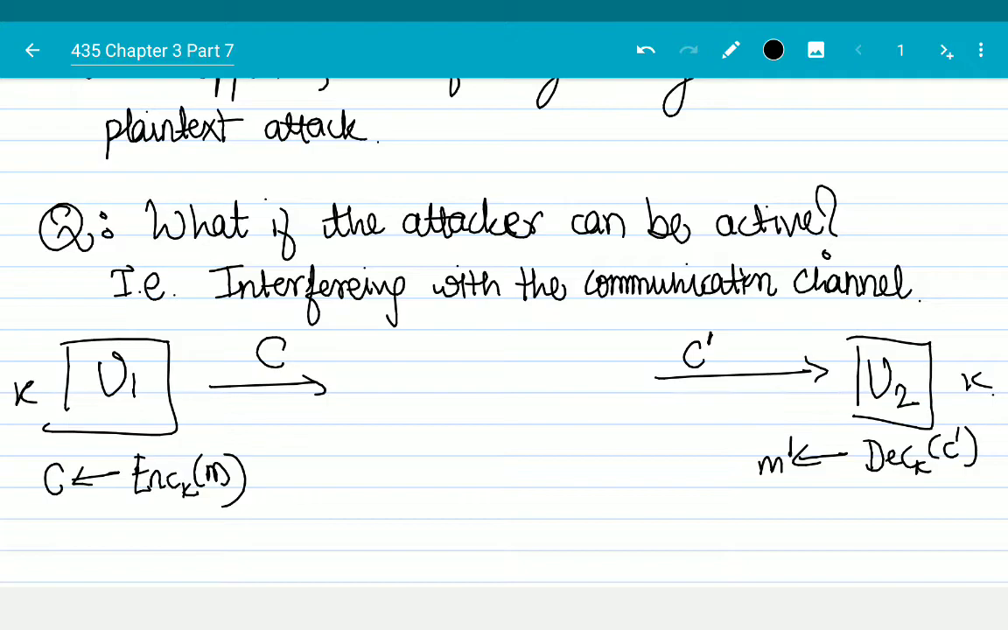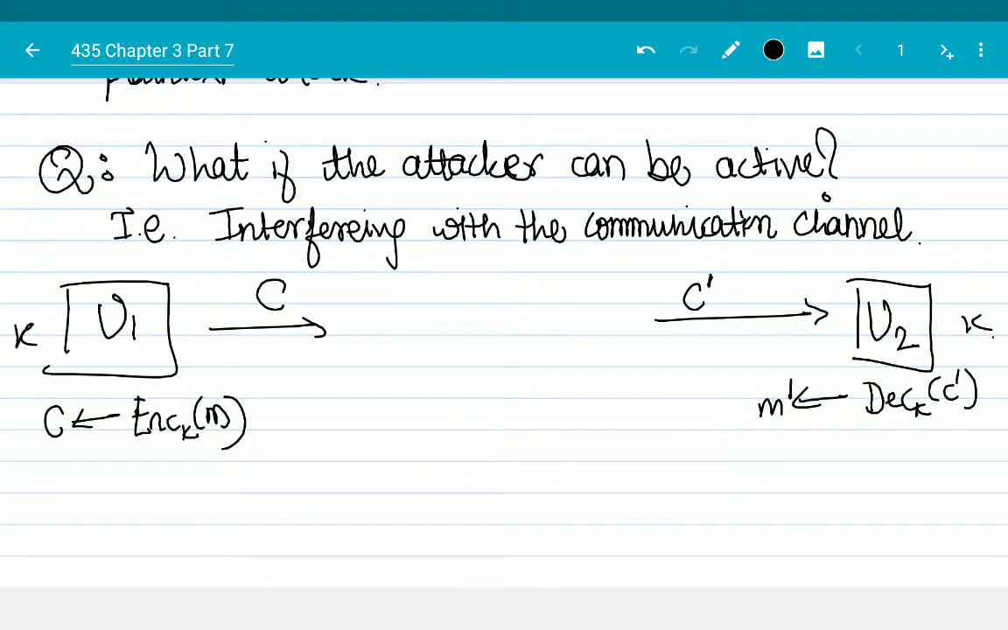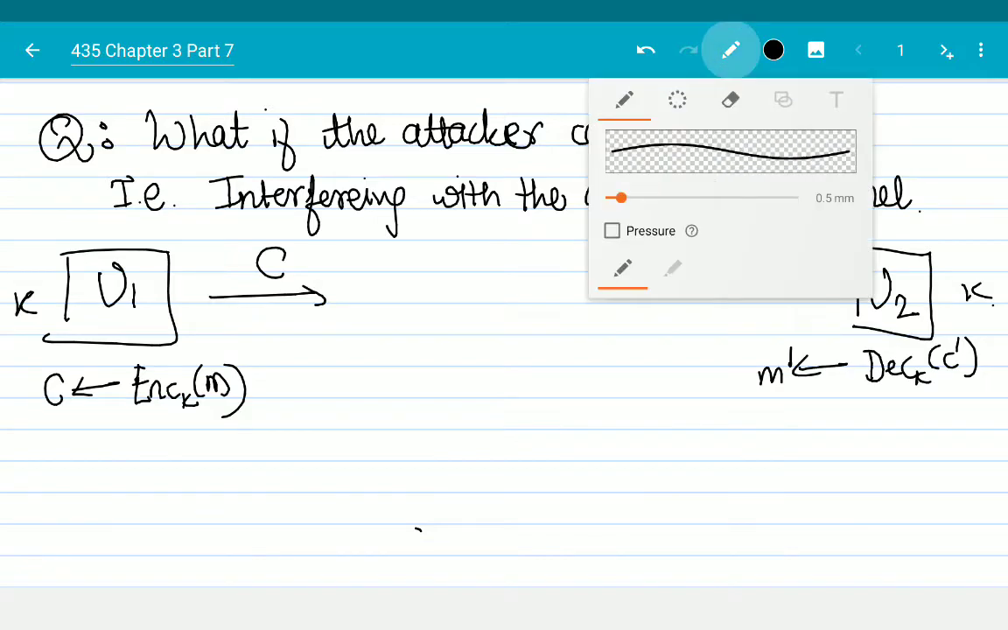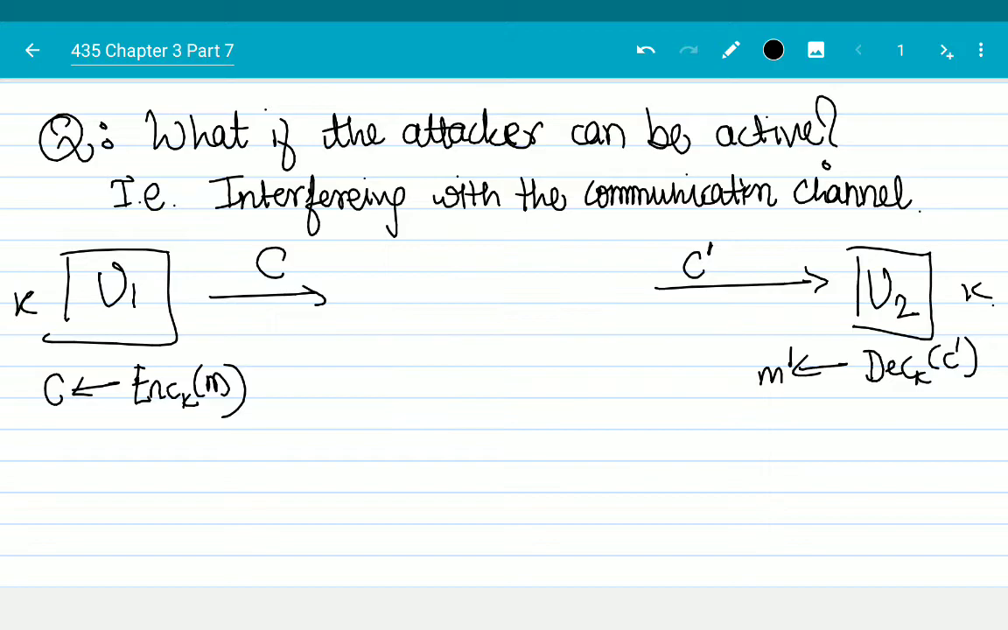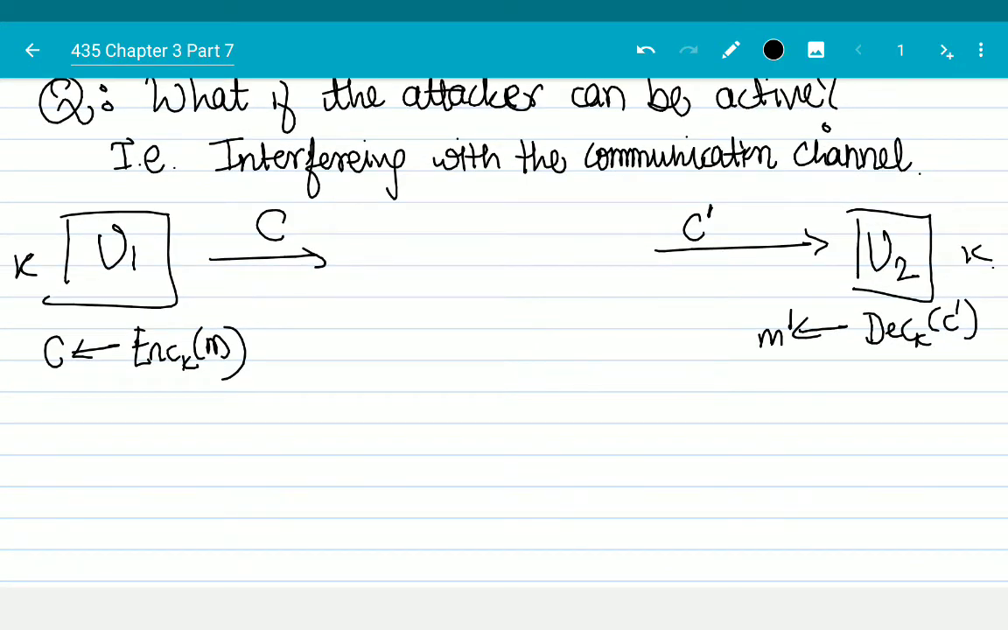If there's an active interference, can my communication system still hold true? Can I get my messages to be secure even if the message is changed slightly? Would the attacker be able to tell how the system is working, so that these messages should get encrypted with this? So for that, we are going to create a new definition: malleability.